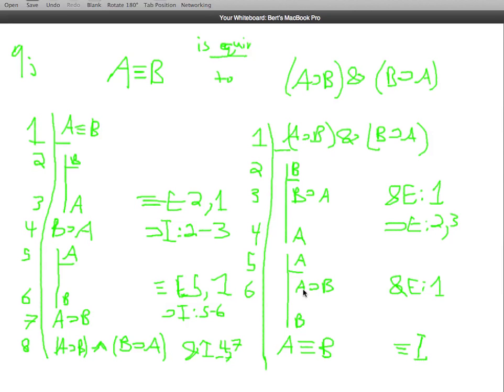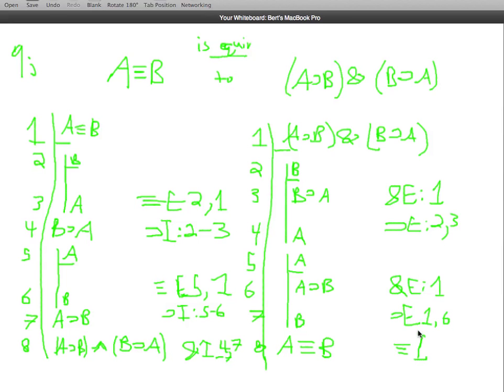And then, since we have this conditional, and we have the antecedent of that conditional, conditional elimination allows us to pull out B. So we do conditional elimination, citing line 1 and line 6. And then we're done this subderivation as well. And that's all we had to do.